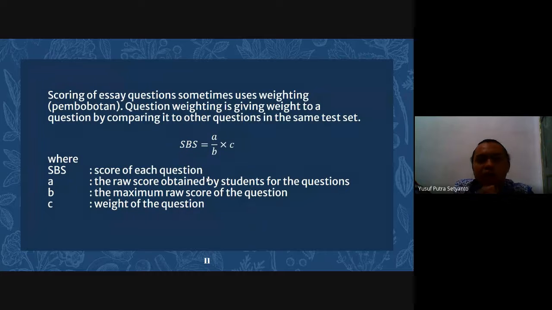Okay. Sometimes scoring of essay questions uses weighting, or pembobotan in bahasa. Giving weight to a question by comparing it to other questions in the same test set. The formula is here: SBS equals A over B times C, where SBS is the score of each question, A is the raw score obtained by the student for the question, B is the maximum raw score of the question, and C is the weight of the question.